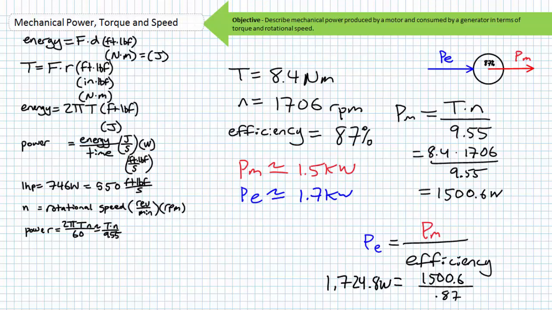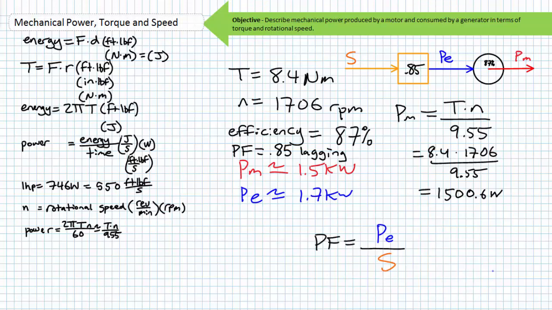It makes sense. Given our previous understanding of efficiency, it always takes more input to deliver a given quantity of usable output because losses will always occur. Staying with this example, what if this motor had a 0.85 lagging power factor? How much apparent power must the electrical utility supply in units of volt amperes if it delivers approximately 1.7 kilowatts of real power to the motor to be converted into 1.5 kilowatts of mechanical power?